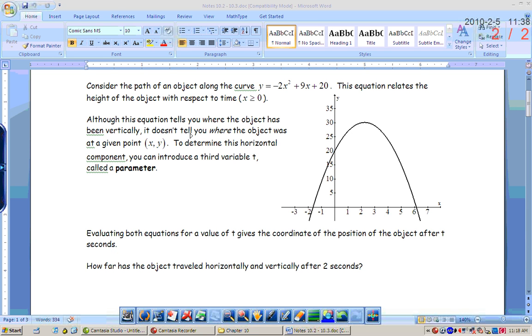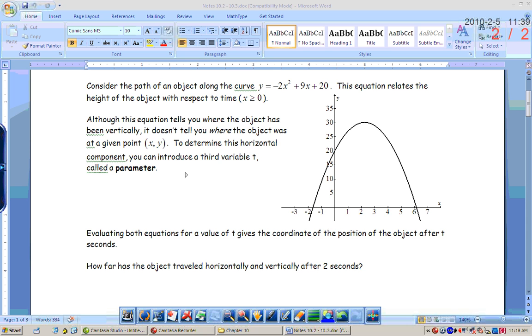Although this equation tells you where the object has been vertically, it doesn't tell you where the object was at a given point x comma y. So basically it doesn't tell us anything about the horizontal movement of the particle. Because a lot of times when projectiles are fired up, not only do they go up, but they kind of go over some. So you don't have any knowledge of how far it's going over.